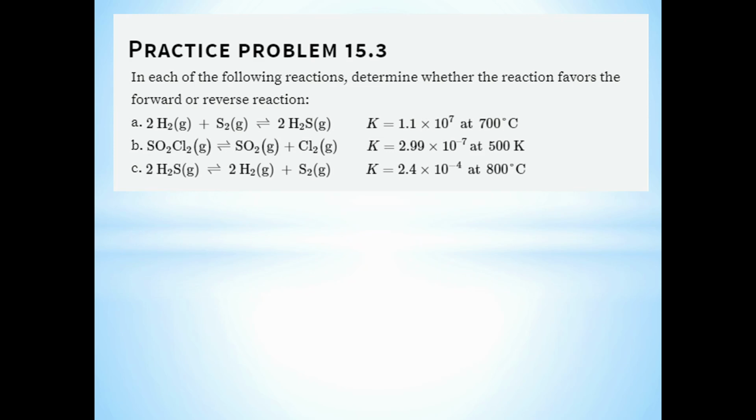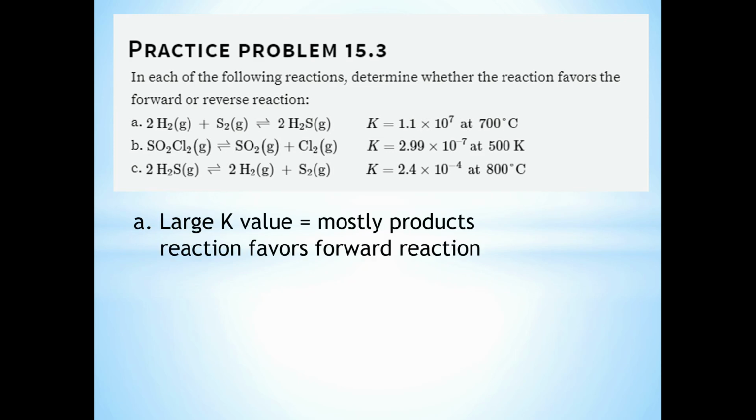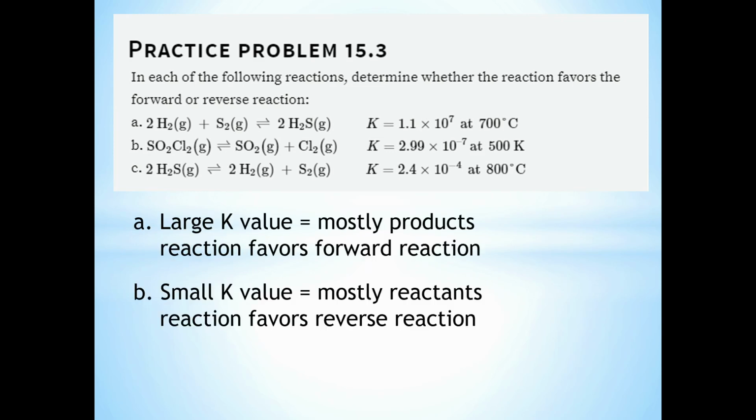SO2Cl2 goes to SO2 and Cl2. You would think that with a big messy molecule like that, it might fall apart fairly easily and give me SO2 and Cl2. But it doesn't, because its equilibrium concentration is really small. So for A, I get a large K, I'm going to get mostly products. For B, I get a small value, so it's mostly reactants. Now look at C. C is the opposite of A. If A is very large, what should I expect from C?